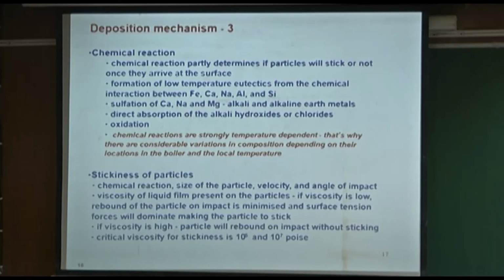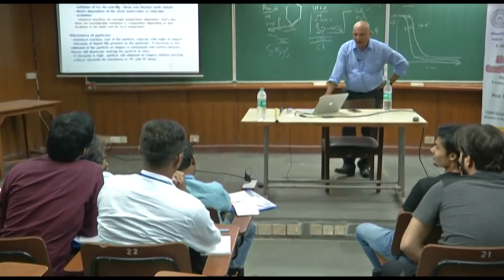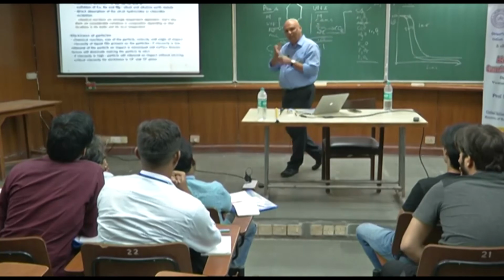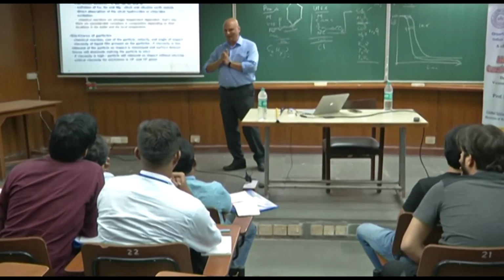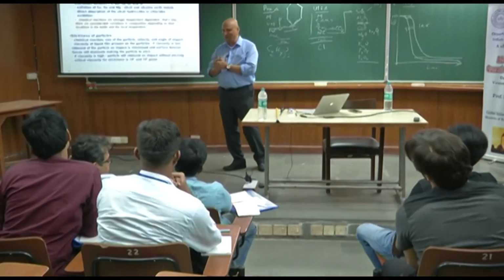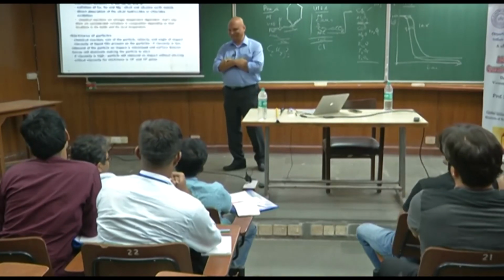But the point I'm trying to make is, if it is very, very viscous, then the liquid film generated on the tube surface will nicely flow away. But life is not that simple. The viscosity can change widely depending on what is there in the compound. This viscosity I'm talking about is the viscosity of the ash forming on the wall. I'm not talking about the viscosity of the liquid water inside the tube.